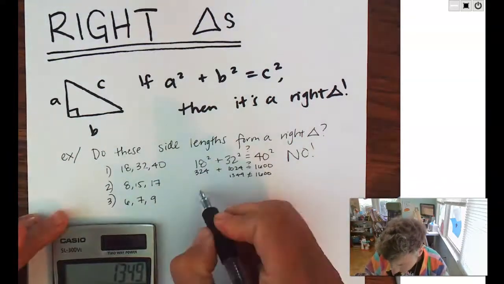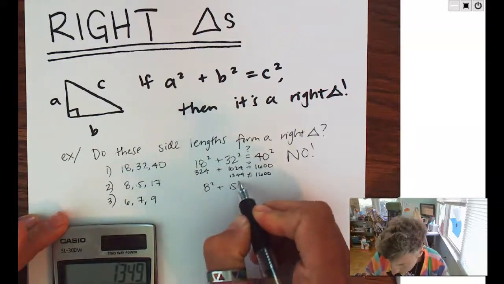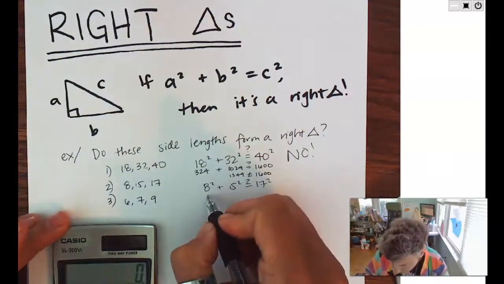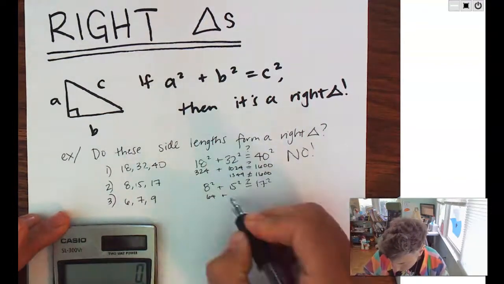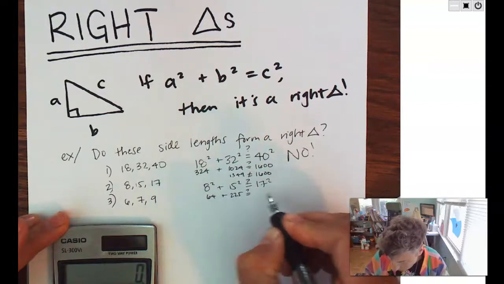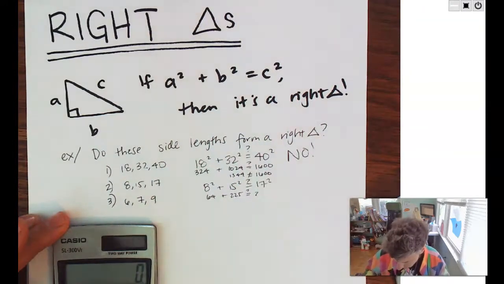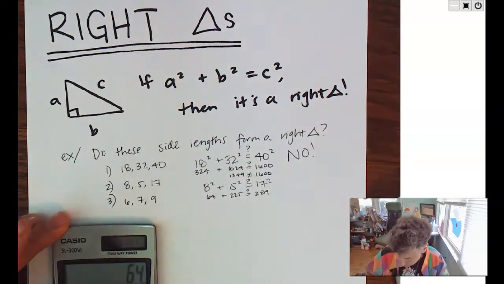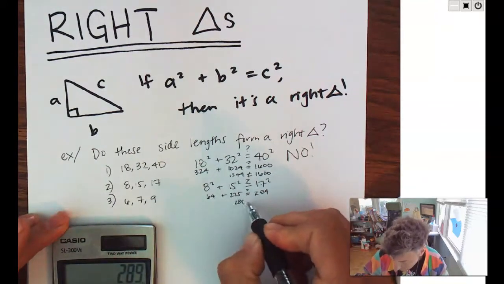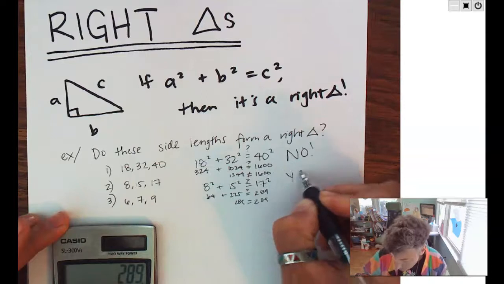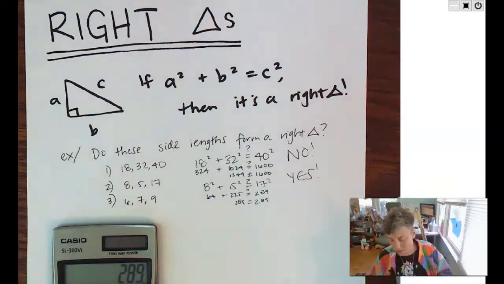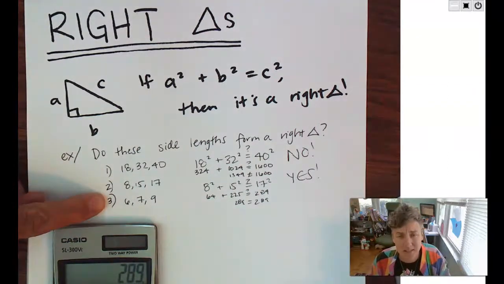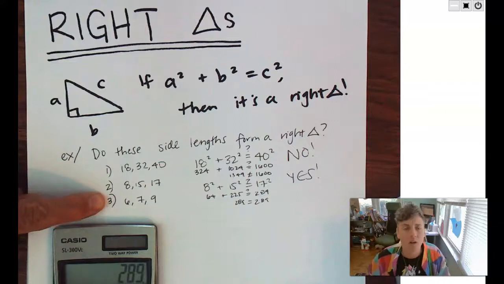Let's see. Does 8 squared plus 15 squared equal 17 squared? Well, we know 8 squared is 64, 15 squared is 225, and 17 squared is 49, right? Nope, 289. What do we get when we do 64 plus 225? Hey, 289 does equal 289. So, yes. And you lovely humans are going to have the pleasure of deciding whether or not example part 3, 6, 7, 9 is a right triangle.